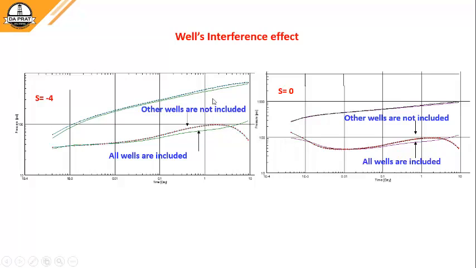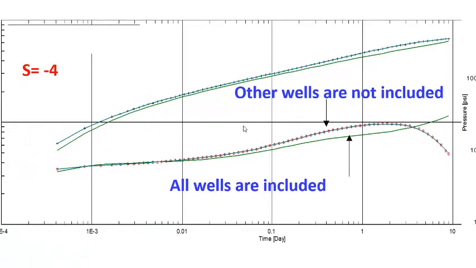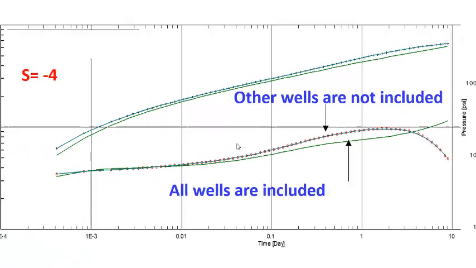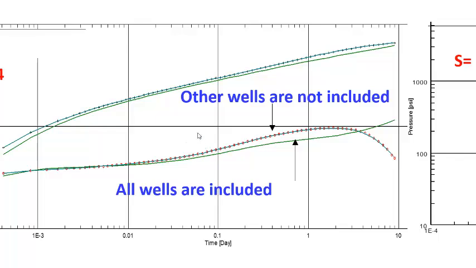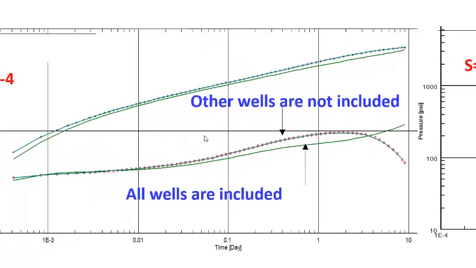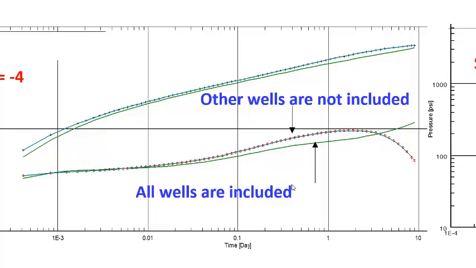Here are some important considerations, because in many cases, even though you are trying to analyze a fall-off test and you don't want to consider other wells, here it gives you an idea of what the signature is going to be like. In this case, you're not considering other wells, and this is the behavior or tendency of the pressure. If you consider all the wells, then the story is quite different. You see?